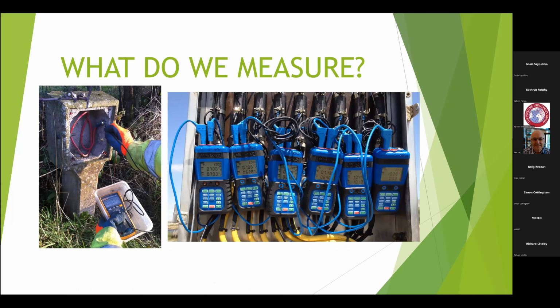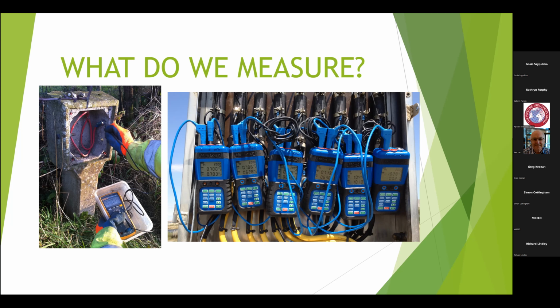Now the picture on the left shows you a test post, a typical UK test post. It's a concrete test post, and you can see the red wire there coming up from the pipe below. And the technician is taking a pipe to soil potential measurement using a multimeter, and you can't see it because it's hidden behind the box, but it has a reference electrode there stuck in the ground.